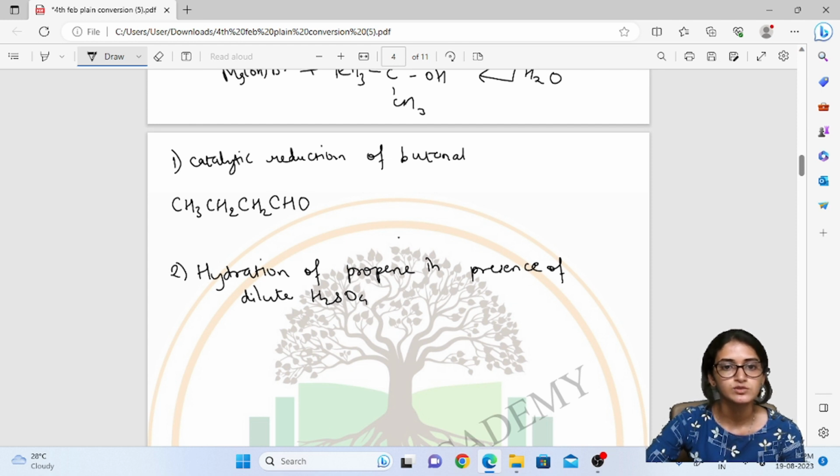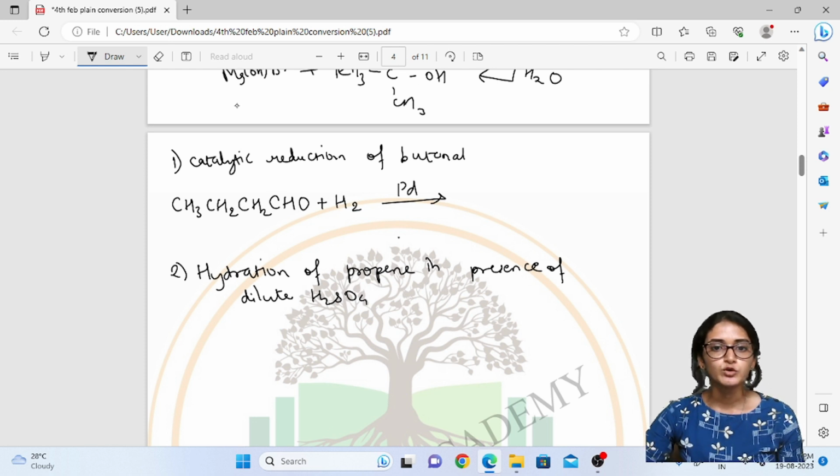Catalytic reduction means what? Here we are adding H2 and a catalyst. I will take palladium here. So what happens when we carry out the catalytic reduction? The corresponding aldehyde is converted to the corresponding alcohol. Here butanal is there, so I will form butanol. You need to know the reagent which we are using and what is going to form. So here butanal is converted to butanol.